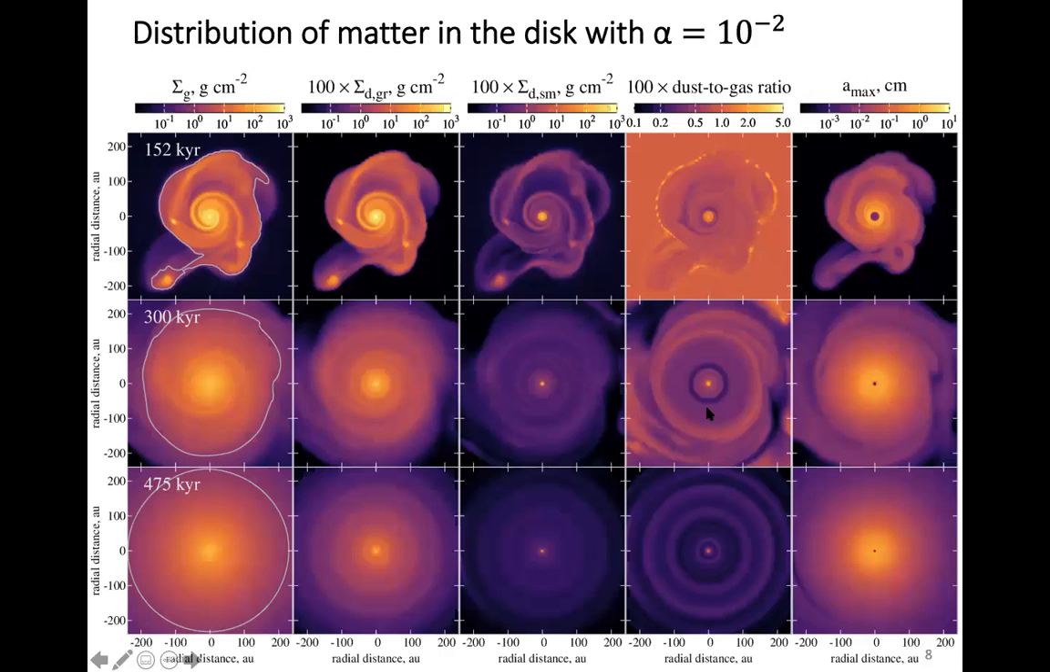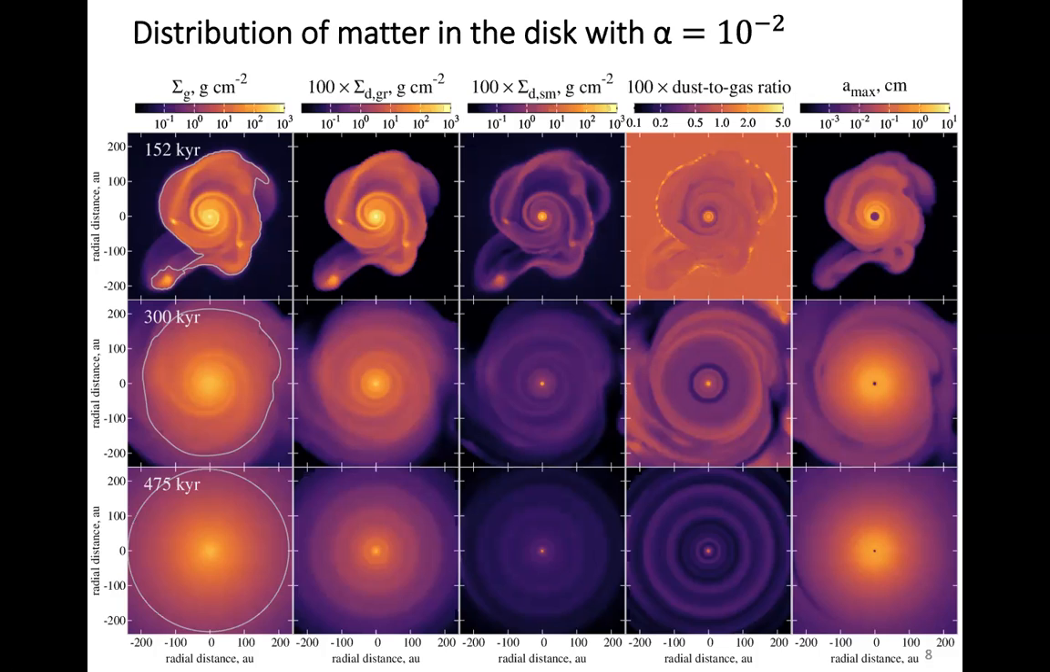Let us first look at the distribution of various disk parameters in the model with alpha equal 10 to minus 2. Here we see three time moments and the values of gas surface density, dust surface density, grown dust and small dust, dust-to-gas ratio, and maximum dust size. You see that at early time steps, the disk is highly gravitationally unstable. It has very prominent spirals and clumps, and then it becomes more stable, it spreads out, and at 500,000 years we have a disk which is nearly perfectly axially symmetric.